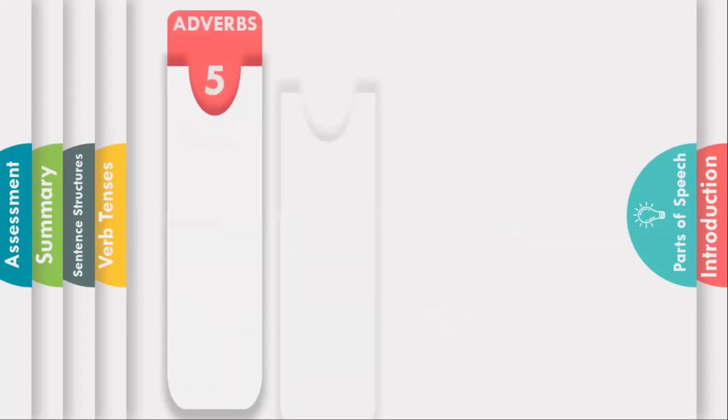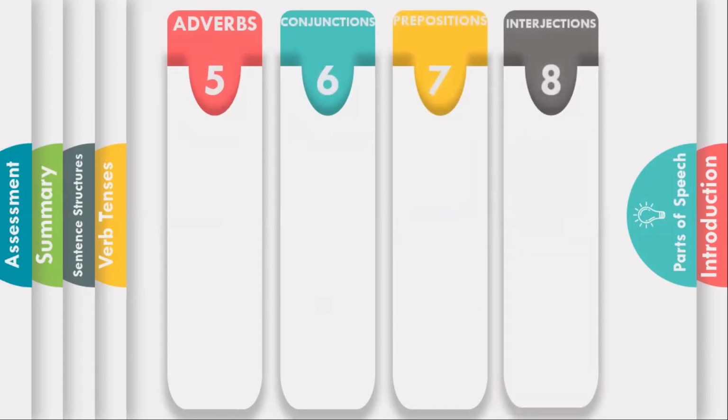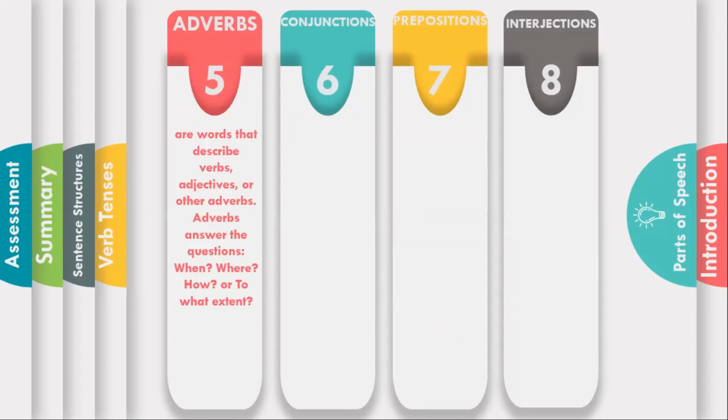Let's now proceed to the other half. We have number 5, the adverbs. Adverbs are words that modify, describe, or add qualities to verbs, adjectives, or other adverbs. Adverbs answer the questions and tell when, where, how, or to what extent things happen.